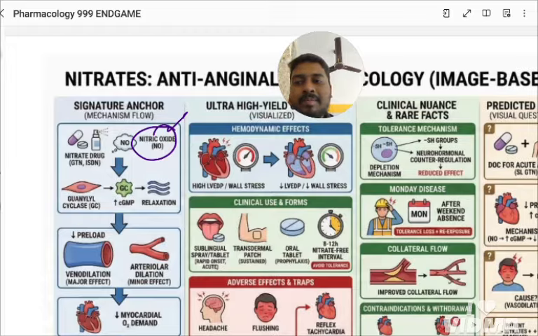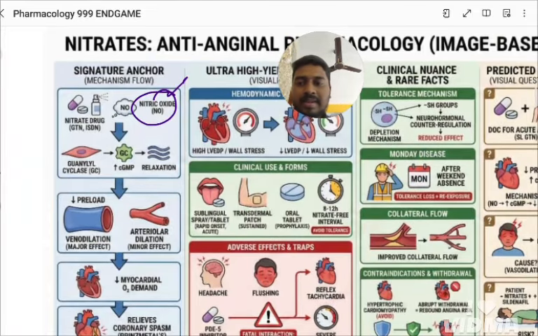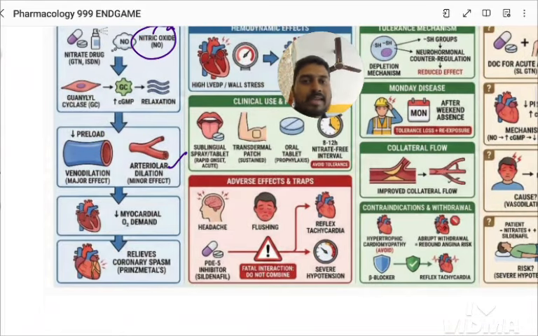Guanylyl cyclase is present in the smooth muscles. Nitric oxide activates guanylyl cyclase, which increases cGMP, and that finally leads to smooth muscle relaxation. So what it causes is basically vasodilation. Nitrates mean vasodilation, and among that the important thing is venodilation. It leads to venous pooling. That's why it decreases the preload, the blood that comes into the heart. Arterial dilation is a minor effect, but we are majorly concerned about venodilation.